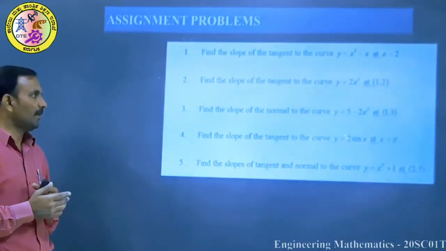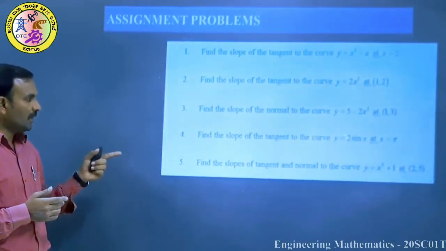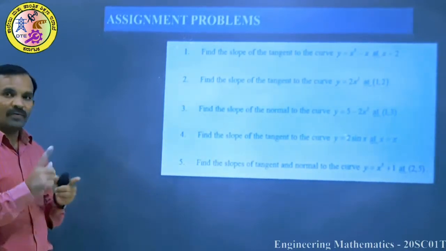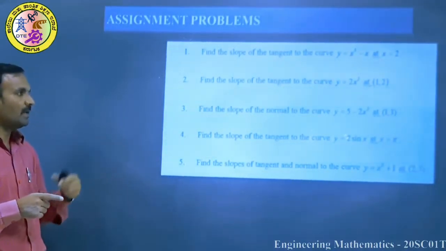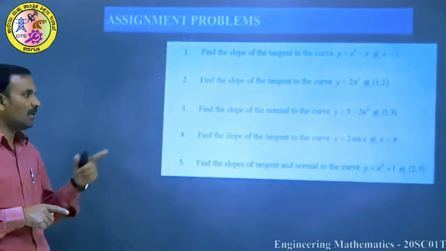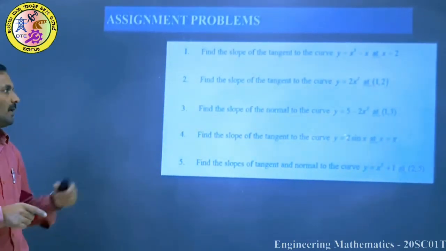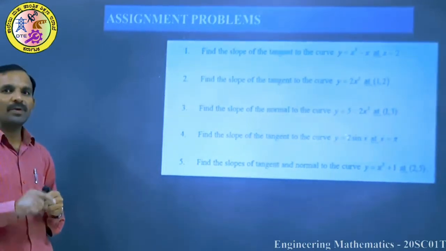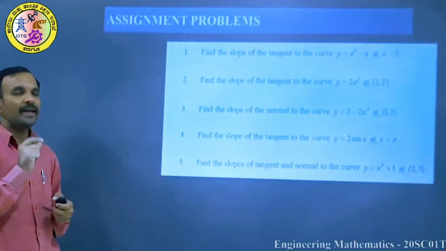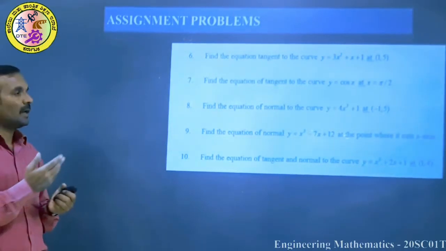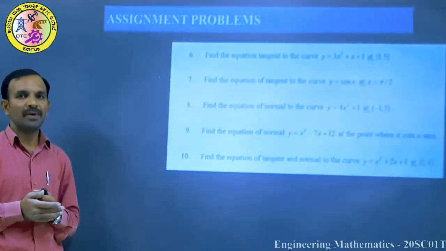Fourth one, find the slope of tangent to the curve y equal to 2 sin x at x equal to 5. Next, you have to find both the slopes of tangent and normal to the curve y equal to x square plus 1 at 2 comma 5. These 5 problems are related to finding slopes of tangent and normal. Next, some problems related to equation.